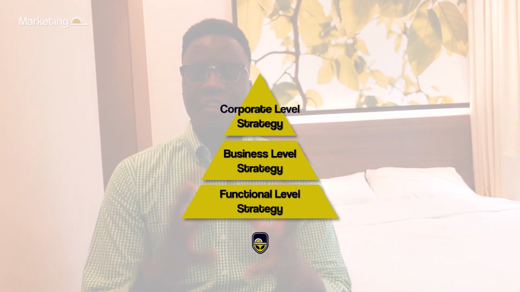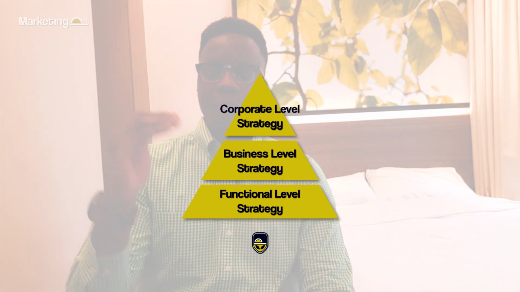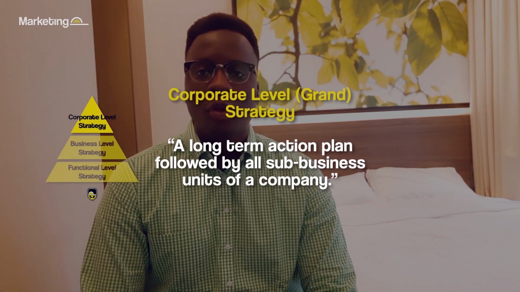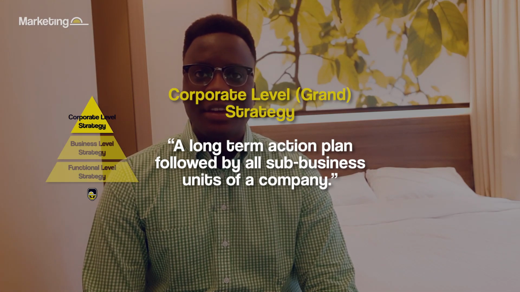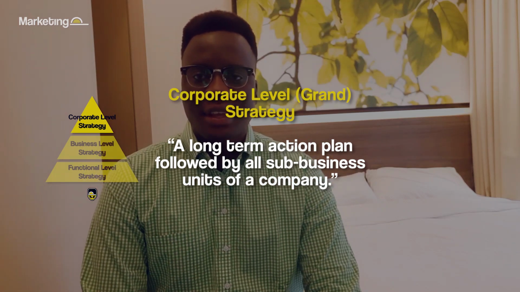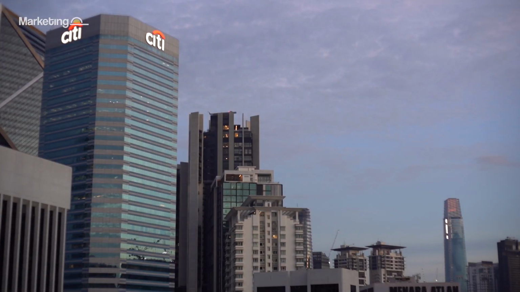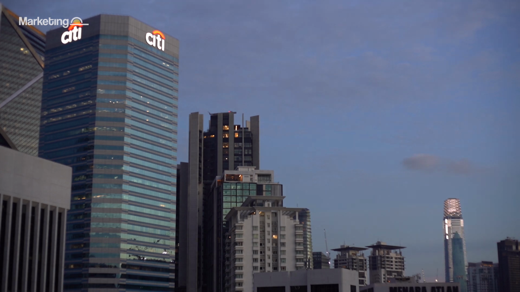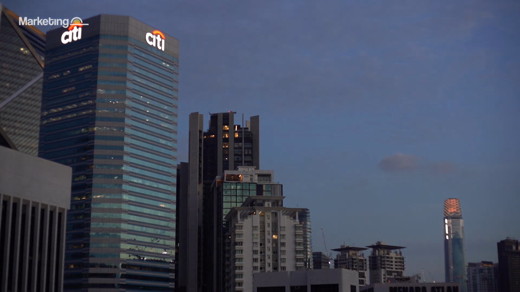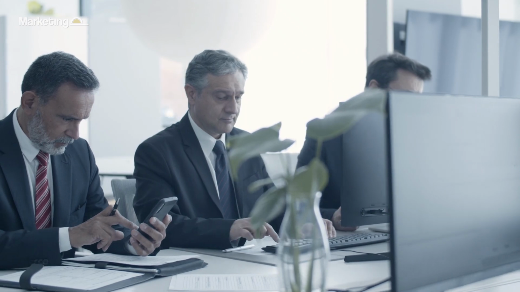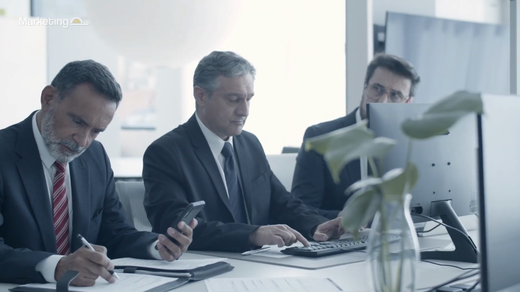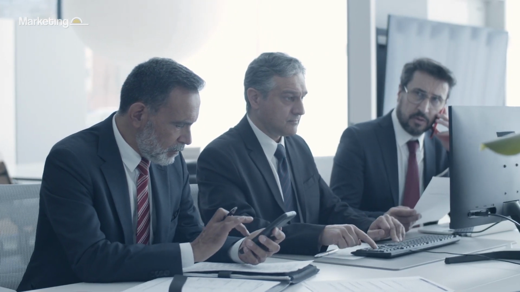By looking at this diagram here, this pyramid, we see that at the top we have corporate level strategies. Corporate level strategies are the long-term plans that an entire corporation or group of companies adheres to. This could be, for example, a company like a bank, which has multiple types of services. A bank will have a loan division, a deposits division, and maybe things like insurance, investing, brokerage.